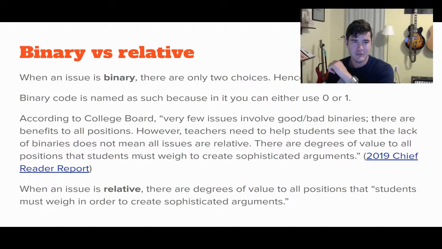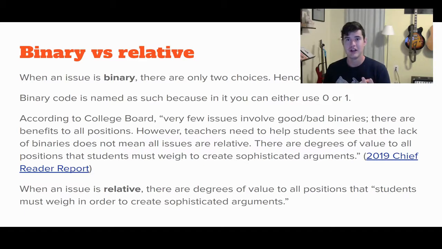Okay. So I've danced around it and talked about it a little bit, but the idea of an issue being binary: if this football question was binary, it would mean there's only one right answer and a wrong answer. Only two choices, right and wrong. Binary code is named as such because you can only use 0 or 1. If I said binary, most people would probably know that.